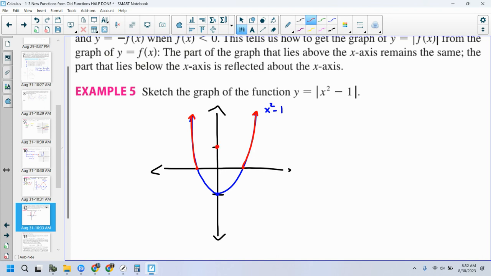And isn't this a curved shape? Right? That's what it would look like in red. Okay, that bottom blue part flips upward. Anything that would come out below the x-axis flips upward. It acts the same way.